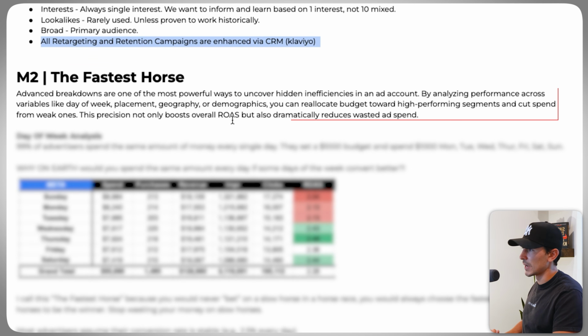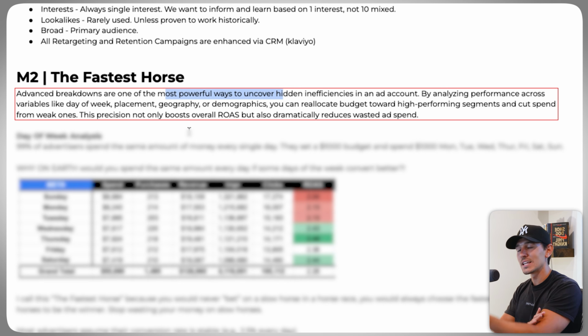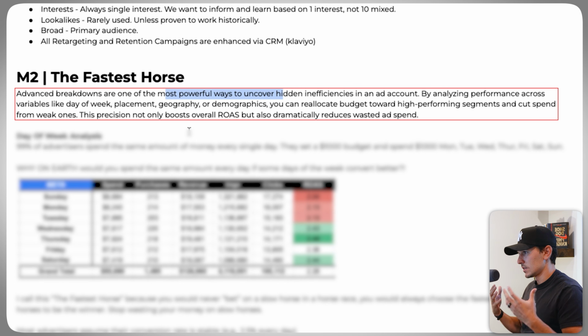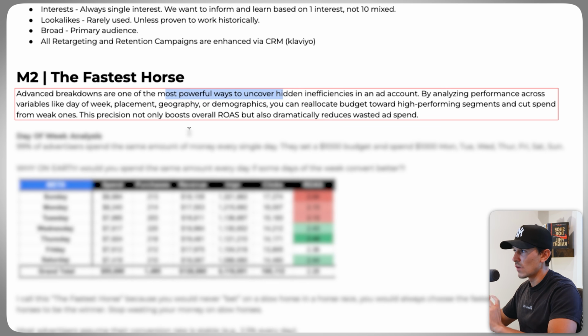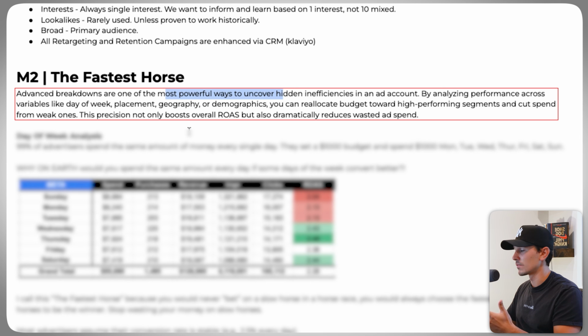Advanced breakdowns are basically the most powerful way to uncover hidden efficiencies and inefficiencies in your ad account. We're looking at very, very simple yet hard to wrap our head around breakdowns. Day of week breakdowns, placement, geography, demographics, platform, landing page, you name it. We want to analyze it here. I'm going to break down the most important parts of fastest horse. There's a lot of different breakdowns you can actually get your hands around. Some might apply to your business, some might not. I would encourage you to look at all of them.